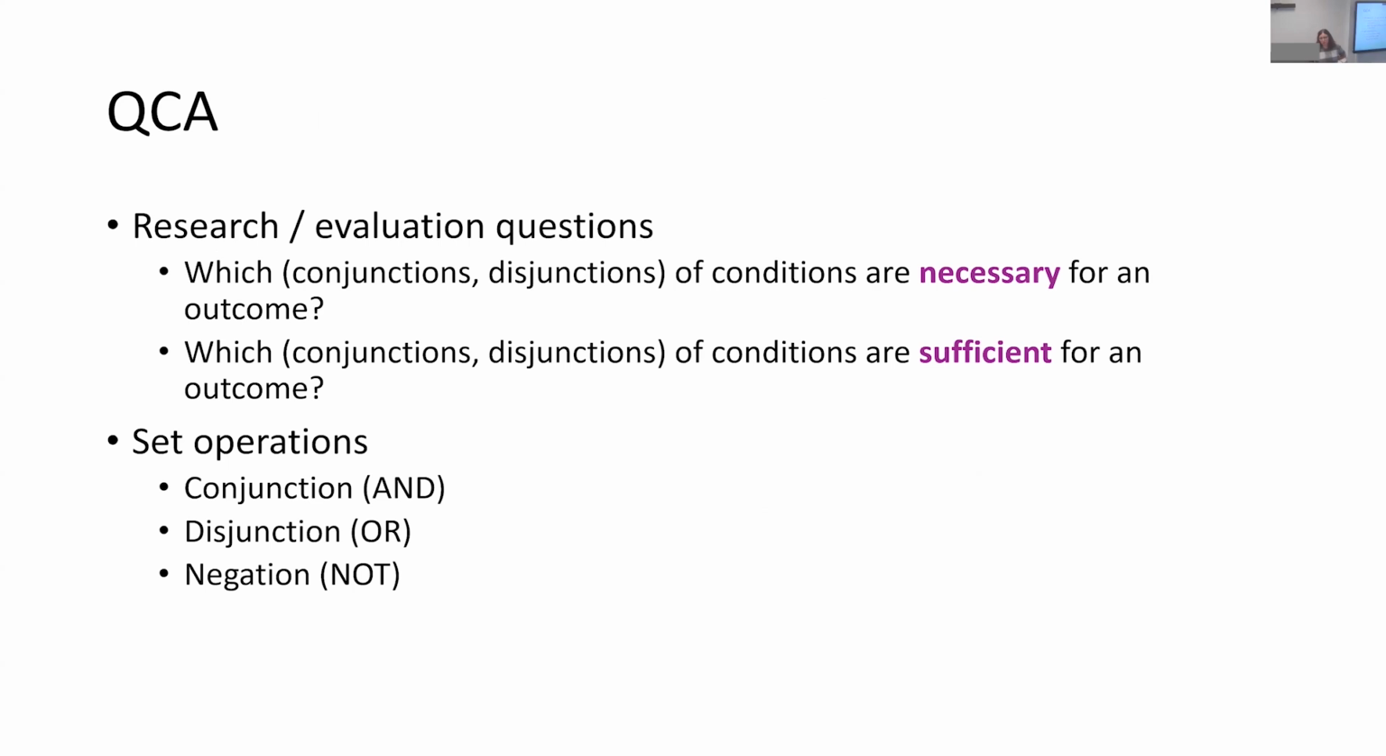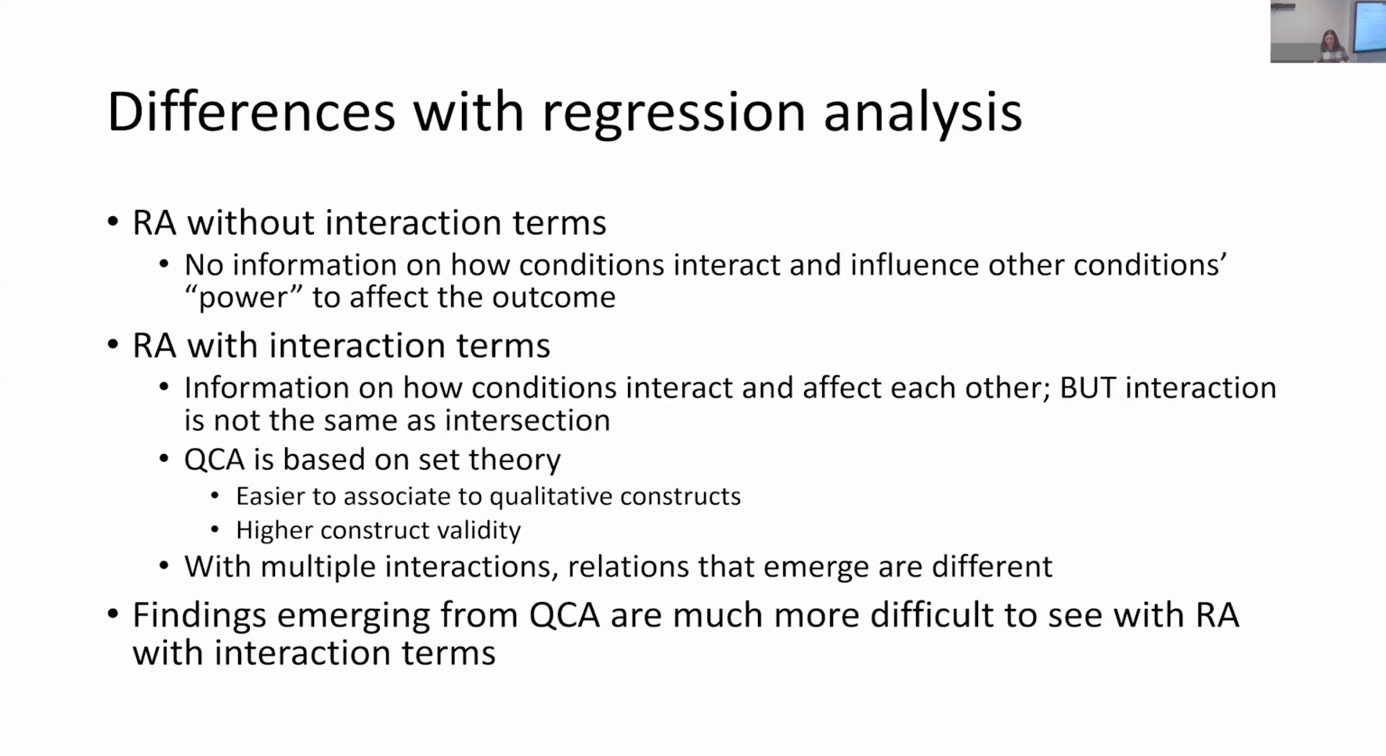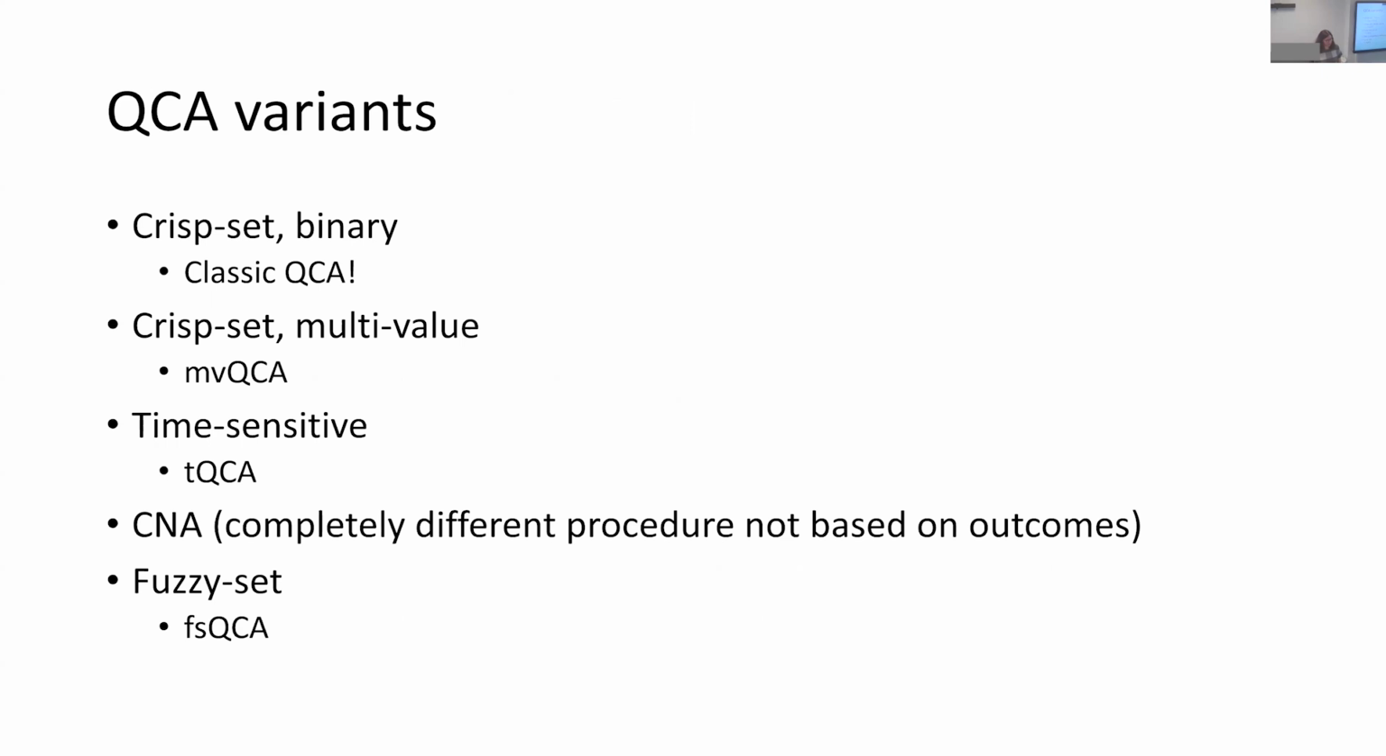In terms of research evaluation questions, one way to describe a typical question in QCA is: which conditions are necessary and which conditions are sufficient for an outcome, but also which conjunctions or disjunctions of conditions, because it uses the set operations of conjunction, disjunction, and negation. I also have a slide, which we can discuss later in the Q&A, on the differences with regression analysis. One additional element of confusion is that the QCA model looks not completely different from a regression model, in that you have a set of factors and an outcome. When you first come across this, one of the first things you ask yourself is what the difference with regression analysis is, and it's a very substantial difference. But we can go into more detail later.